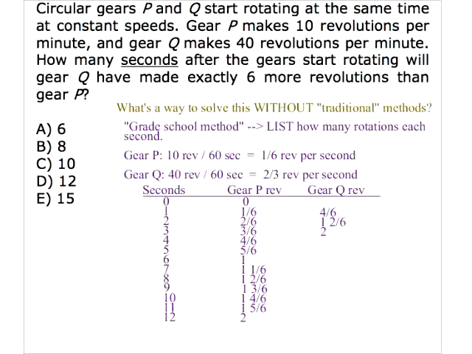2 and 4/6. 3 and 2/6, and 4. 4 and 4/6. 5 and 2/6, and 6. 6 and 4/6. 7 and 2/6. And 8. So 6 more revolutions is what we want. So that looks like the 12 seconds. 8 revs versus 2 revs. And so you're done.